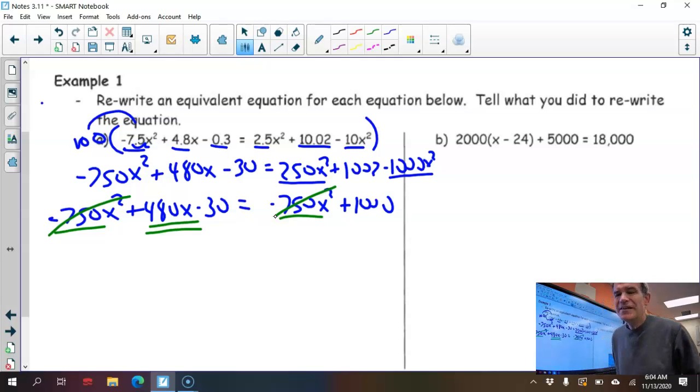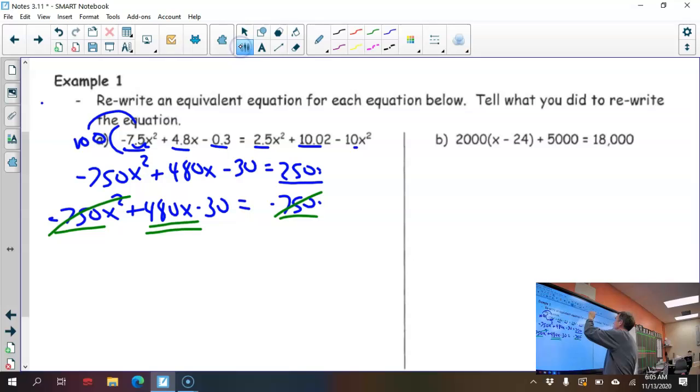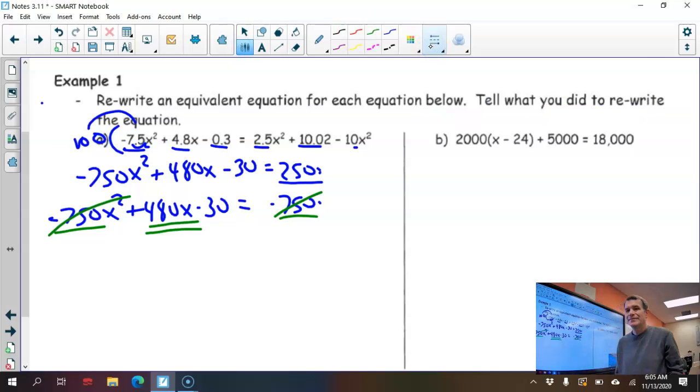Maybe that makes you a more efficient equation solver. You don't have to do that though, but it's nice to know how. All right, the second one here is I've got large numbers in a problem. These aren't even that large, but I'm going to use it to demonstrate what I'm doing.